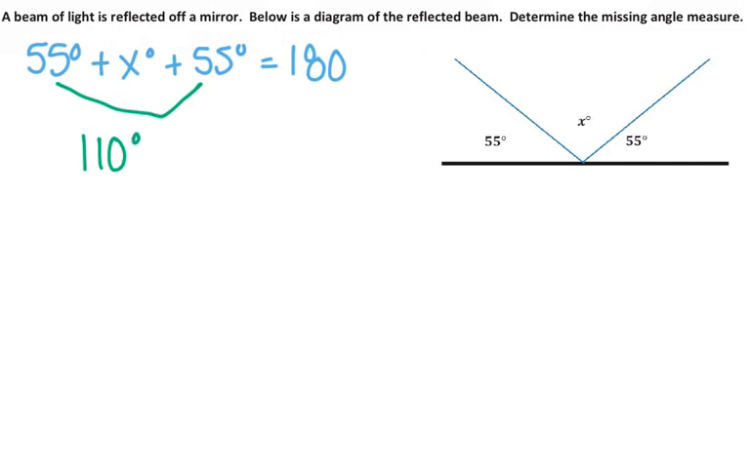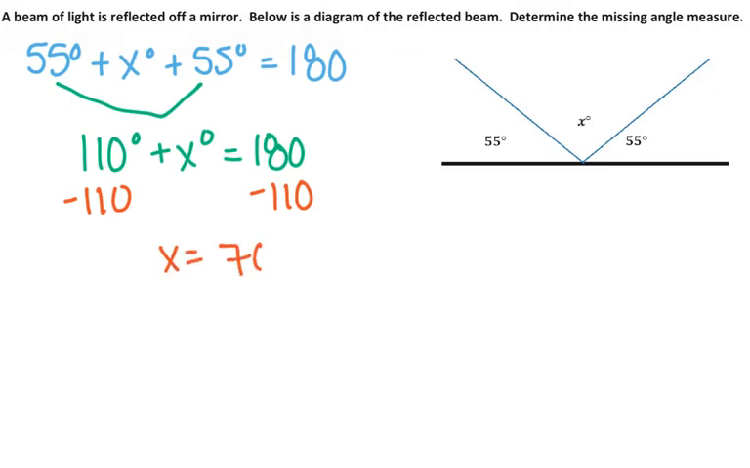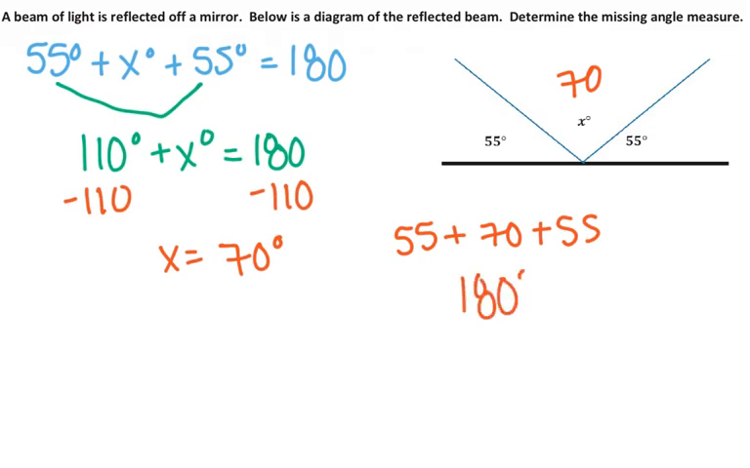So we're going to have 110 degrees plus x degrees is equal to 180. And then we subtract 110 from both sides. So we're going to have x is equal to 70 degrees. And if we added them all up, so 55 plus 70 plus 55, we would get 180. So we know our answer is correct.